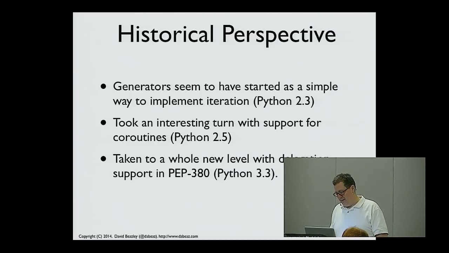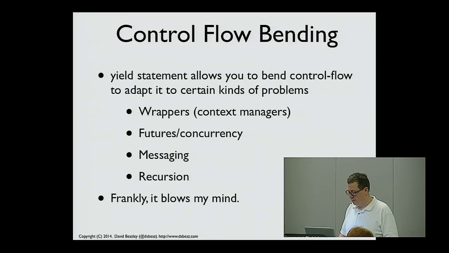I would make the claim that the possibilities with generators go way off the deep end with PEP 380. A lot of the stuff that we did in here today relied on yield from in one form or another. All that futures stuff was using yield from, this little recursion visitor pattern thing was using yield from. There's a lot of interesting stuff that opens up with that. Maybe it shouldn't have been opened up, I don't know, but it's really interesting. The fact that you can bend control flow in this way is really interesting. Doing things with wrappers and futures and concurrency and messaging and recursion and so forth, it frankly blows my mind. That you can do that.